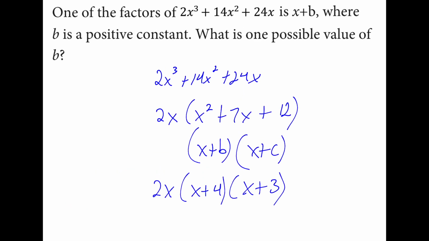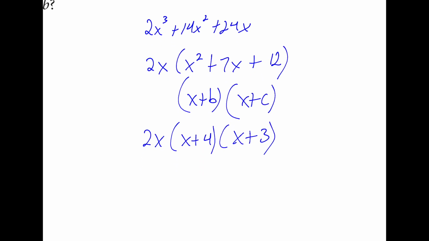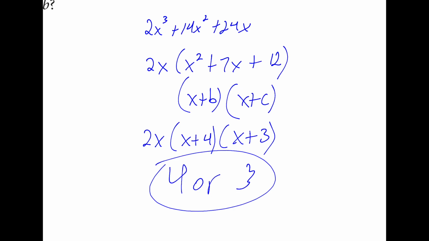So I start with this 2x cubed plus 14x squared plus 24x. I'm going to factor out a 2x. And then they tell me that another factor is x plus b, and b is a positive constant. So I look at some factors of 12 that add up to 7. I'm thinking 4 and 3. So if x plus b is one factor, let's say the other one is x plus c. So x plus 4 times x plus 3 gives me this. 4 or 3 would be the right answer, either one of them.